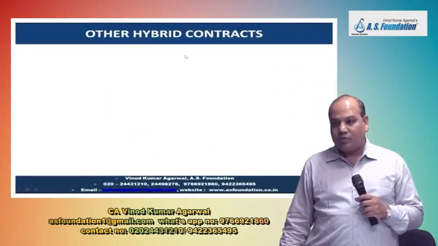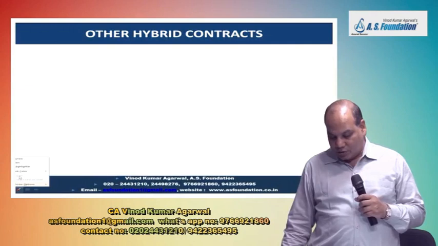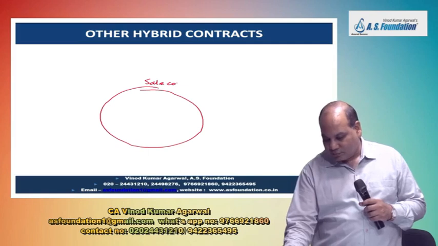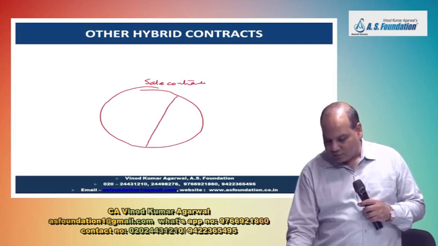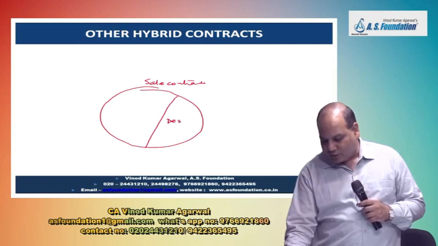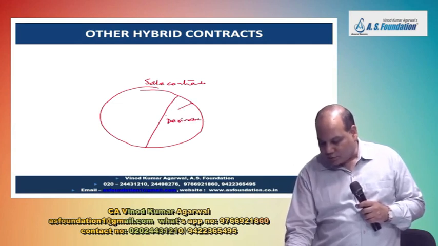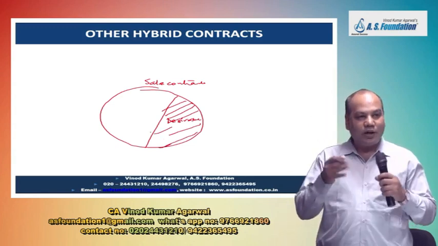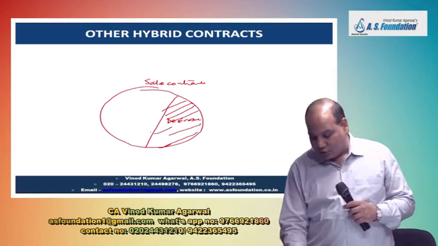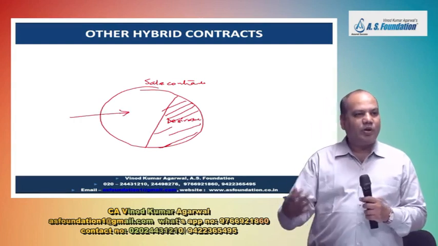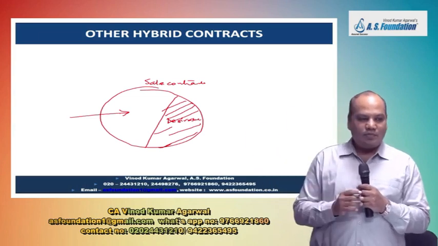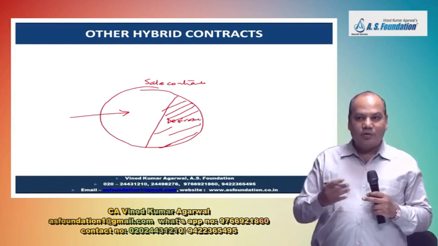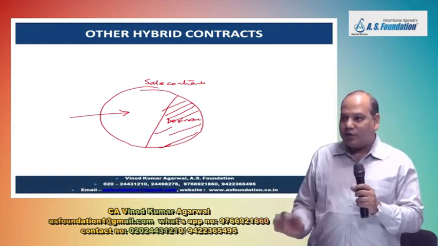And if it is another hybrid contract, suppose it is a sale contract or purchase contract, and it contains some derivative, the standard will apply only to the derivative, because that comes in the scope of this standard, and this contract will be accounted as per the respective standard. If it's a lease contract, for example, then the standard on lease may apply for the remaining part.